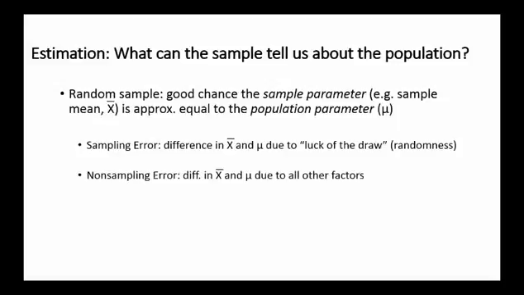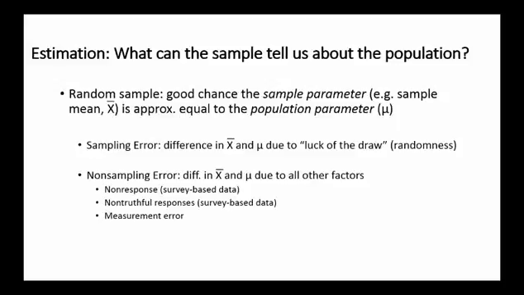Okay, now you could have error other than sampling error. You could have a difference in x bar and mu due to other factors other than the randomness of your sampling. And that would be if you don't have a good sample. So that could be things like non-response to surveys, non-truthful responses to the survey, measurement error, just making mistakes, voluntary response bias. People will tend to not be truthful, especially with really sensitive questions. Okay? And we're really not interested in any of that.